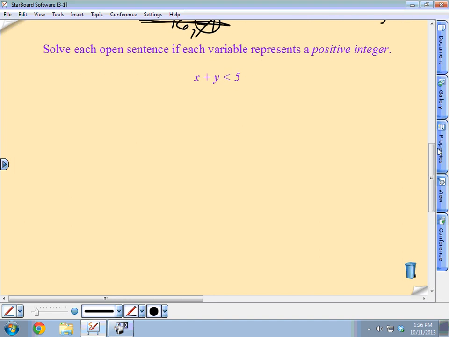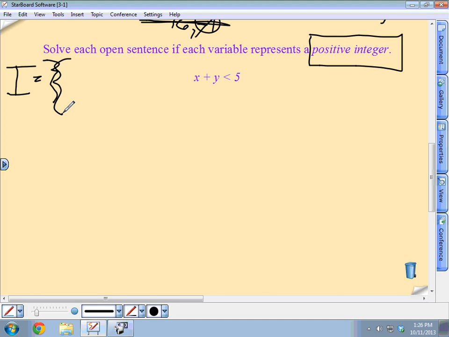Solve each open sentence if each variable represents a positive integer. Okay? So what do we mean again? We'll just review. So this is a positive integer. What's the set of integers mean? Who can tell me? What are the integers? Okay, so we'll review some of this number here.